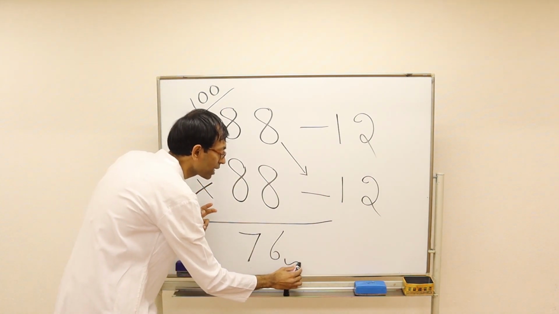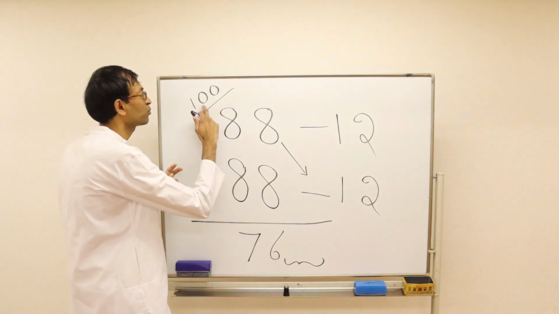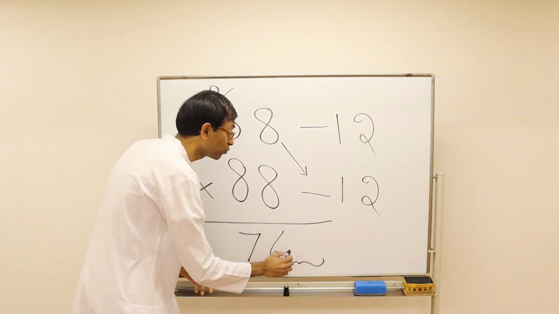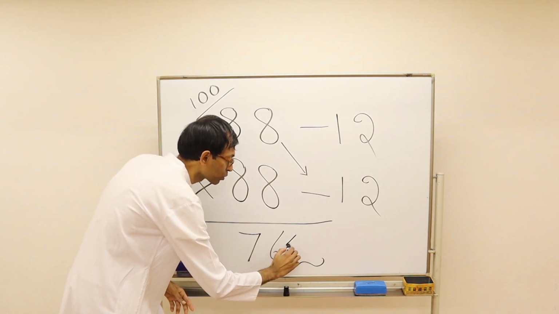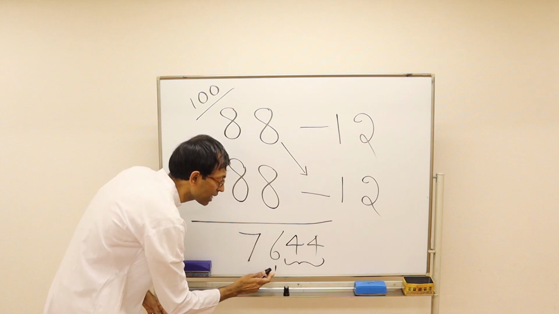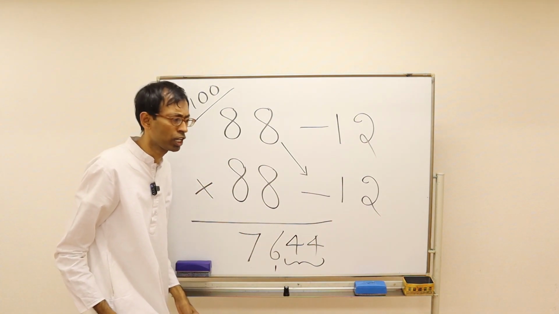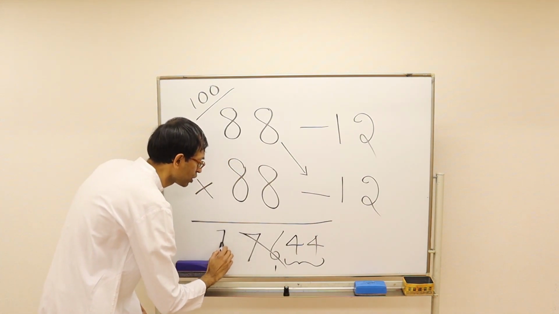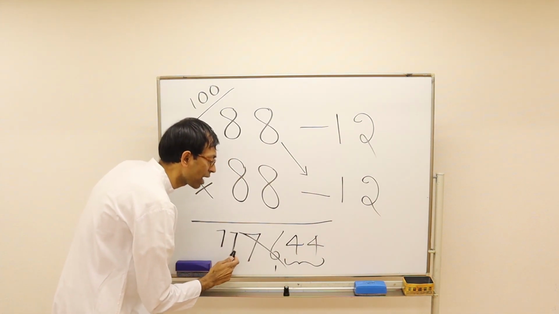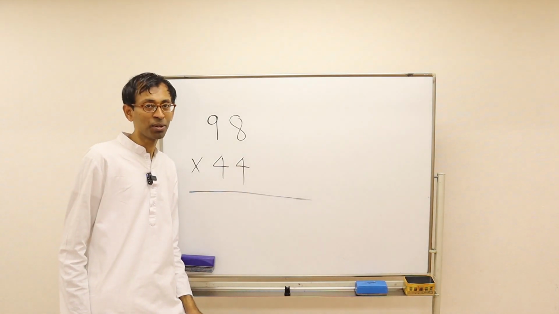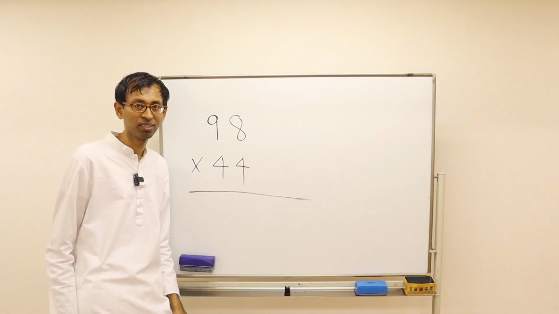Here we expect a 2-digit answer because we have 2 zeros in the base. But we have a 144, okay? So this 1 is a carry and is eaten by the first part of the answer. 76 becomes 77. So your answer is 7744. As simple as this. Pause the video and try this problem yourself.